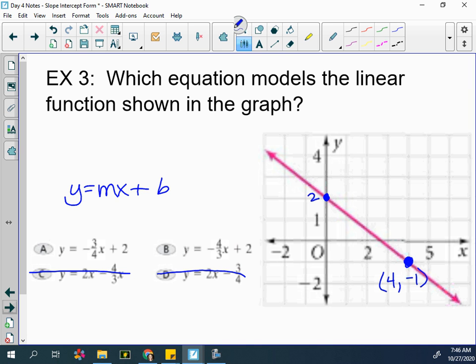So how can I quickly get slope on a graph? How can I quickly figure it out? If I asked you to tell me the slope of this line, what would you do? Really not one right answer, but how would you get slope? What do you think? Yeah, I would just count it. Count your rise over run.